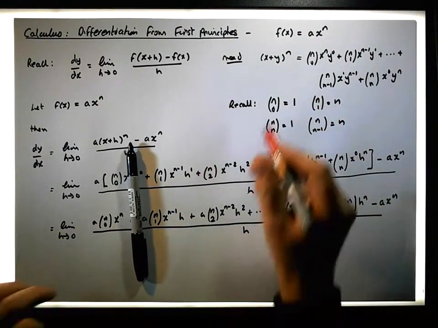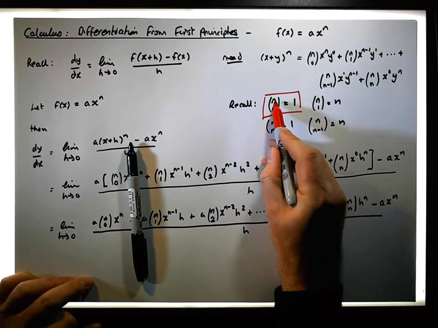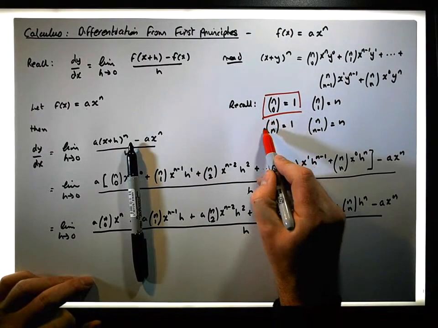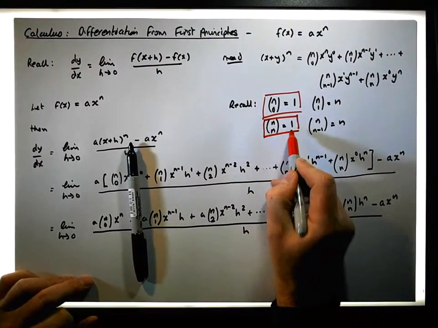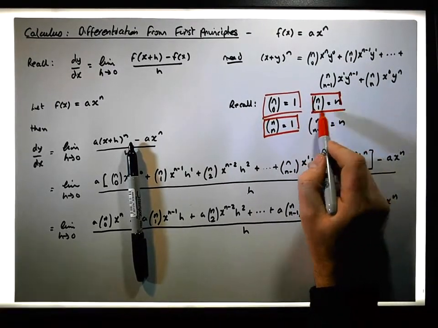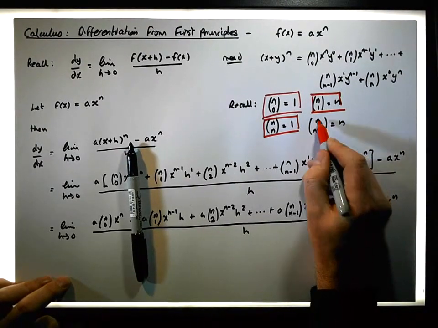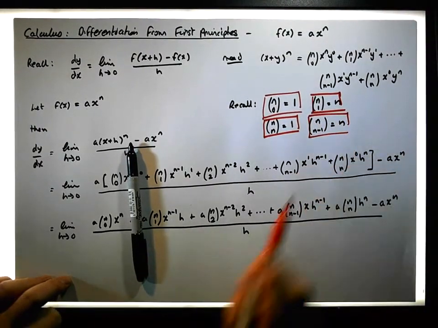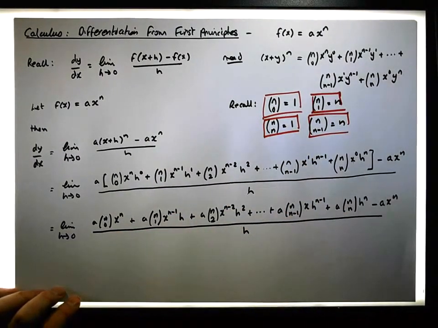The first one is that nC0 is equal to 1. The number of ways that we can select 0 objects from n objects, there's only one way to do that. The number of ways we can select n objects from n objects is only once. And the number of ways that we can select 1 from n, there's n ways to do that. The number of ways we can select n minus 1 objects from n objects, there's n ways to do that. So just keep an eye on those particular coefficients associated with this binomial expansion.